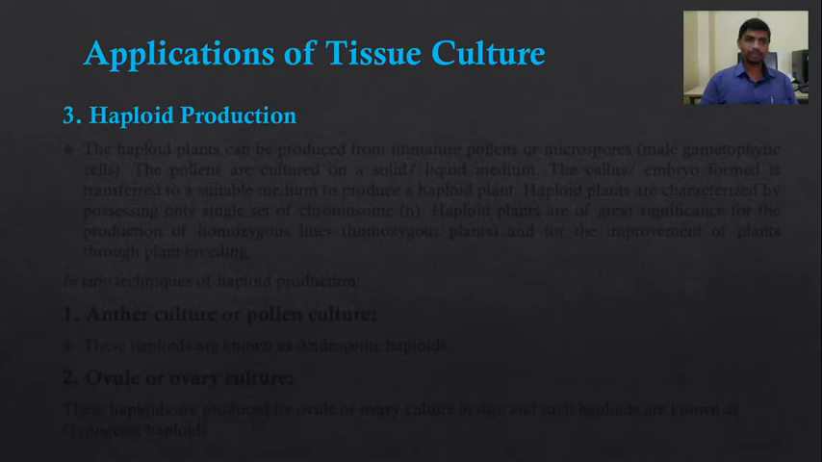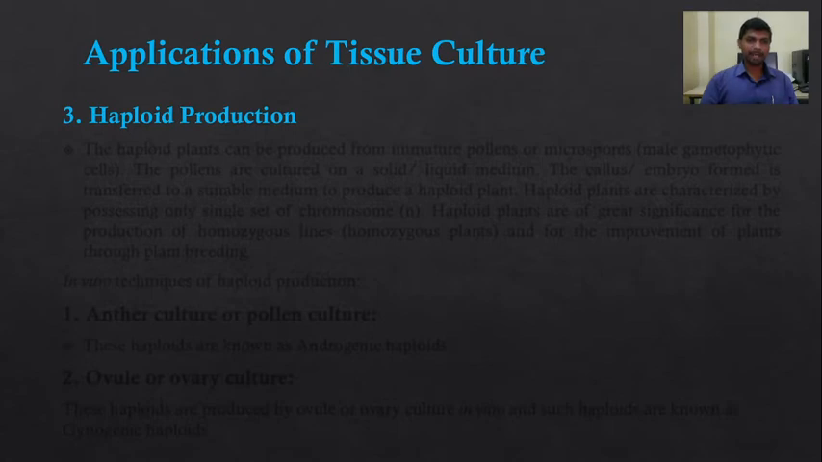That is haploid production. Haploid plants are those plants which possess half the number of chromosomes, that is, only a single set of chromosomes. As you know, plants are normally diploid, possessing two sets of chromosomes, but if some plants possess only a single set of chromosomes, such plants are called haploid plants.